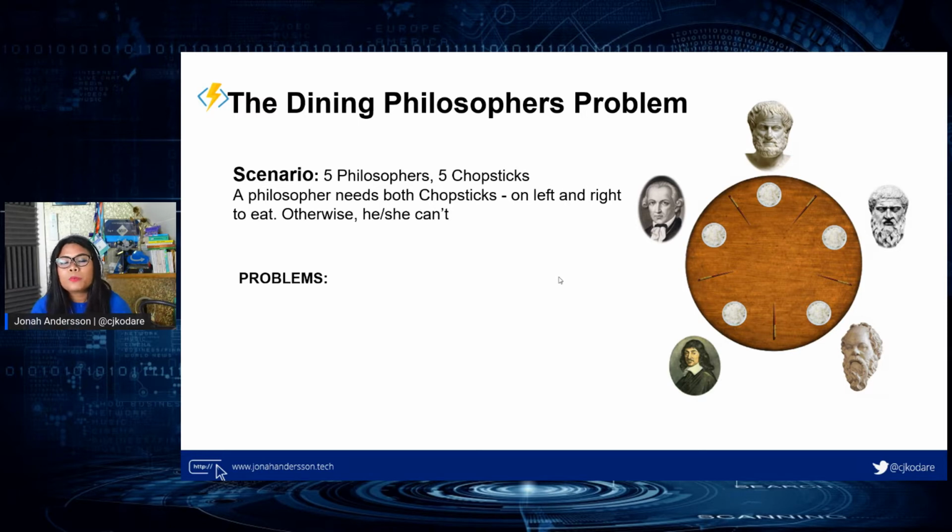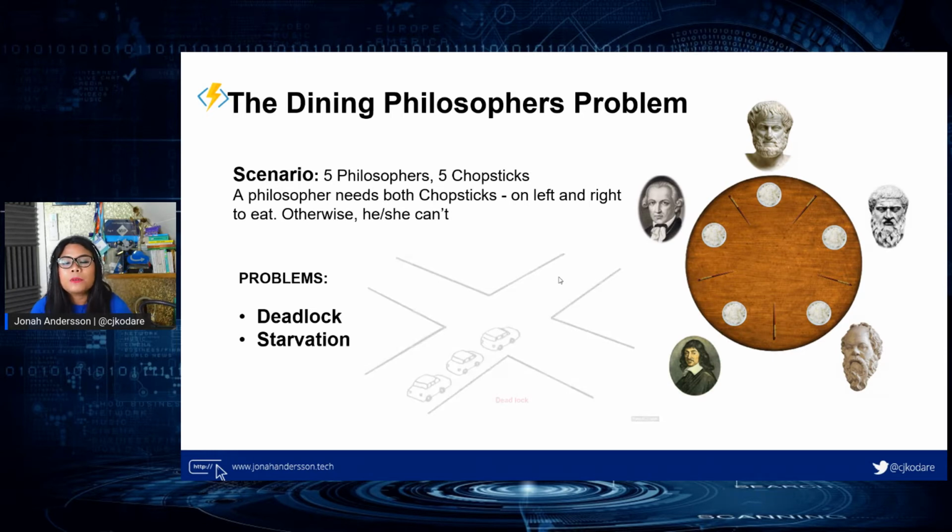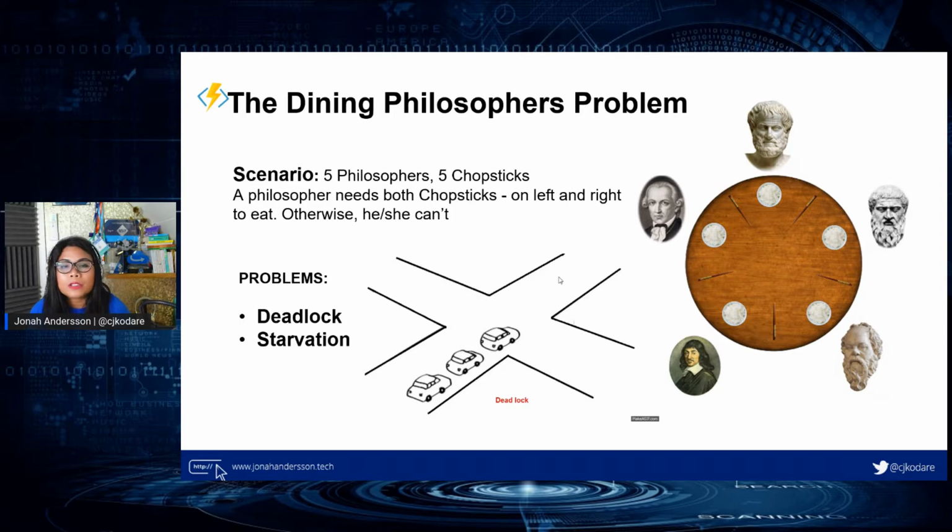So the problem that we see here is, of course, deadlock. That means they can't eat. And of course, if they can't eat, then they will experience starvation. So my point in this example scenario is concurrency in terms of programming.